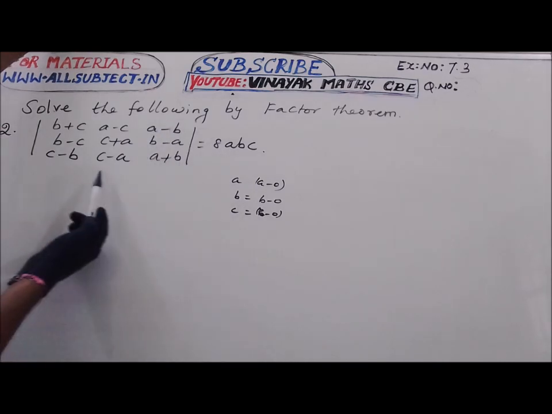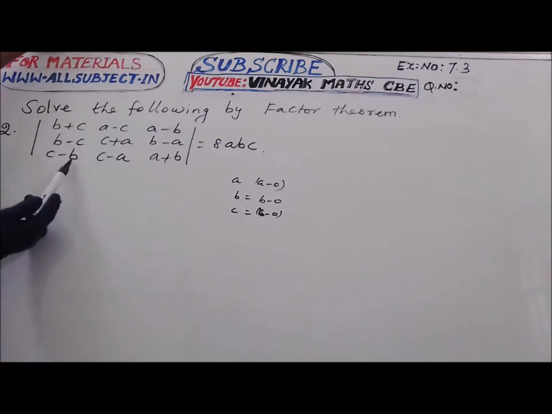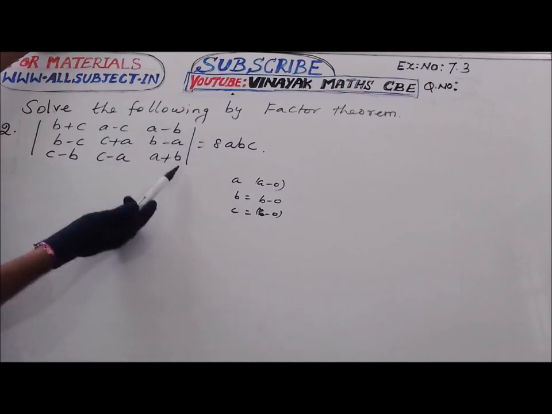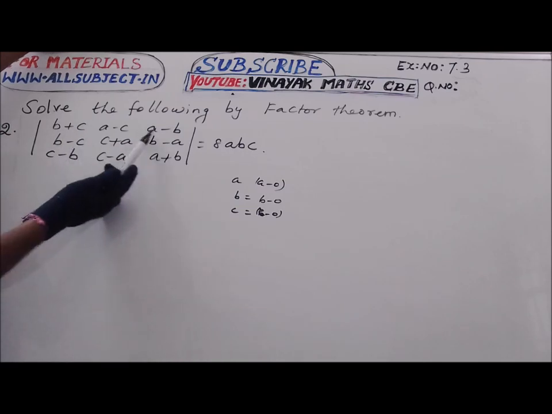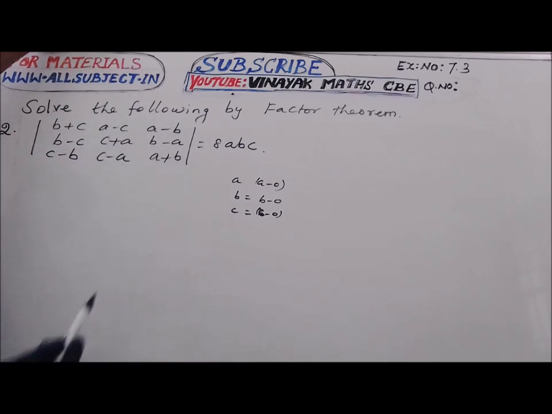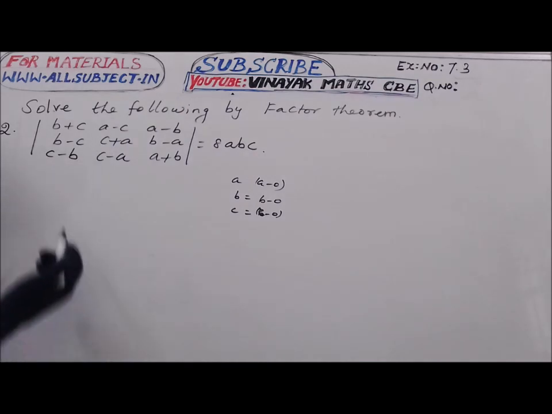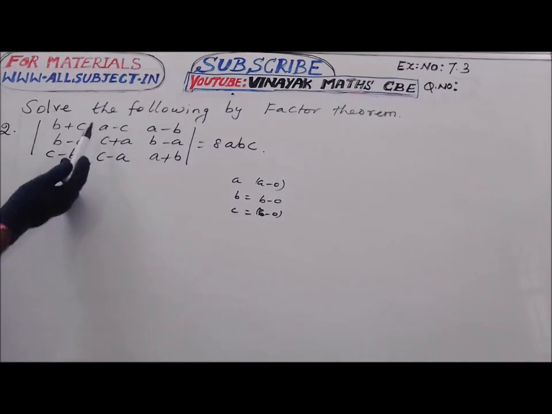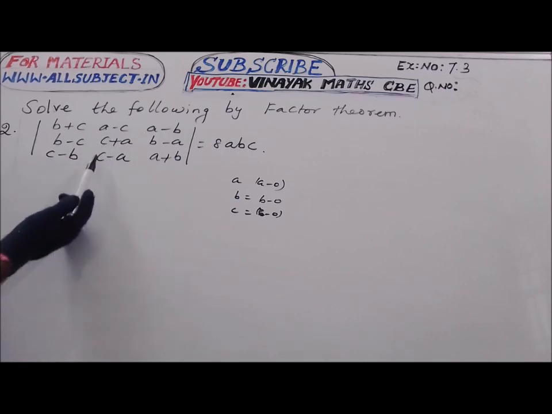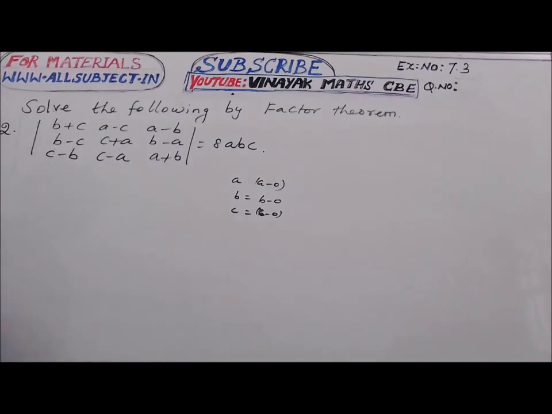Then substituting b equal to 0, we get c, minus c, c, and a, minus a, a. Here we have c minus c c and a minus a a. This means column 1 and column 3 are proportional, so the determinant is 0. Similarly, substituting c equal to 0, here we have b, b, minus b, and here a, minus a. When substituting c equal to 0, these two columns are proportional. Again delta equal to 0.